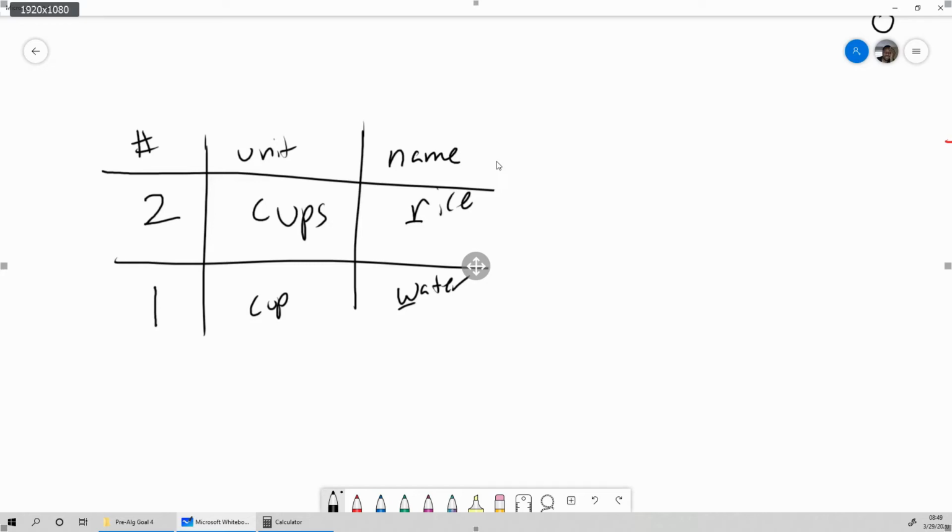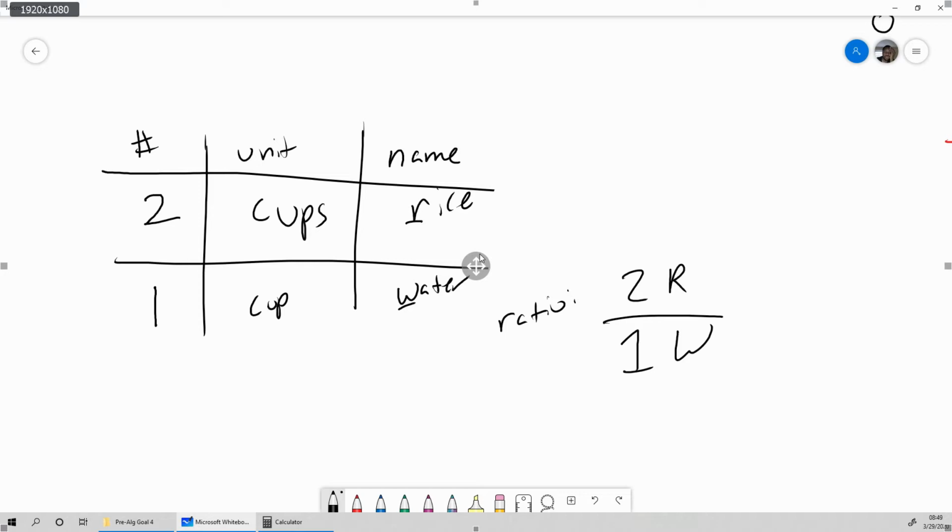Question. Now, this is a recipe for making rice in my rice cooker. Basically, the ratio is 2 cups of rice to every 1 cup of water. Notice I am not reducing this. I'm not saying it's just 2.